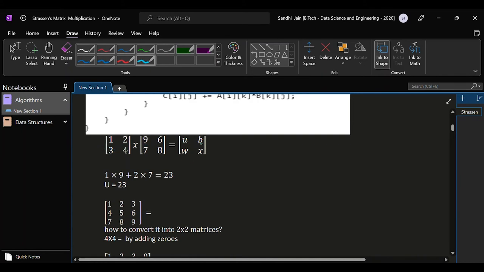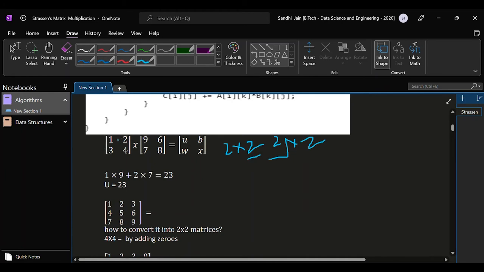First and foremost, let's consider the case of 2 cross 2 matrices. Okay, both are 2 cross 2. The indices also match. This is also 2 cross 2, and the result is also a 2 cross 2 matrix only. So these match, so we are going to obtain a 2 cross 2 matrix.